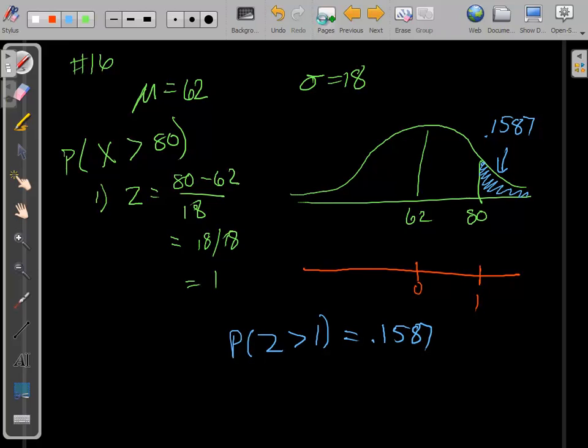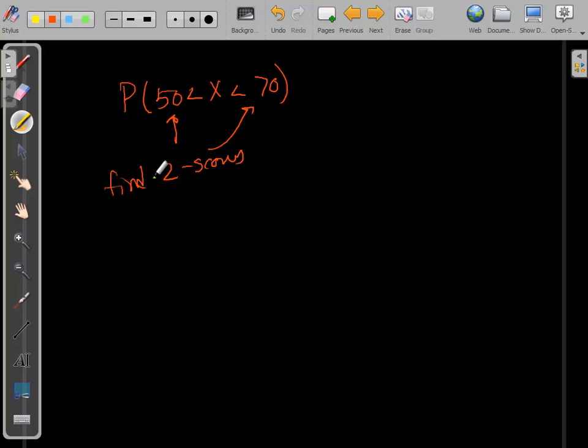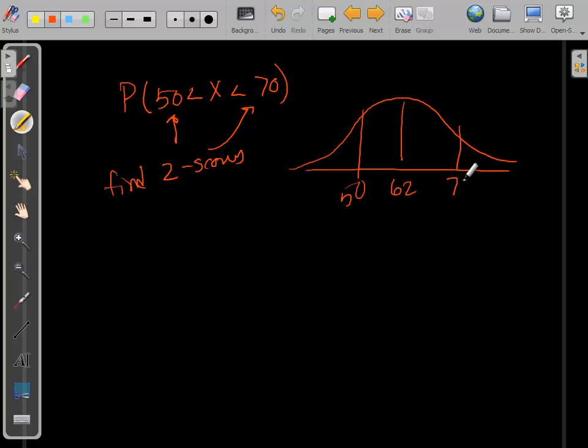Maybe we had a region given to us. In other words, what's the probability that the number of smiles is in between 50 and 70? Again, the basic premise is we want to compute a z-score for both of these. So find z-scores, and then use that to find the probability. A quick picture of what we're looking at here. Here's our center, at 62, and we're looking in between 50 and 70. So we're trying to find this green shaded region here. First things first, let's compute the z-scores for both of these.